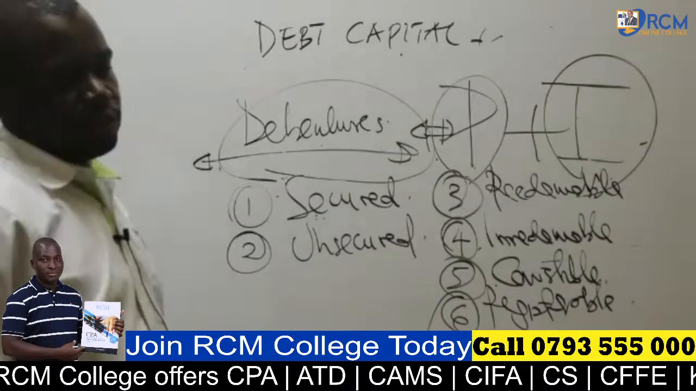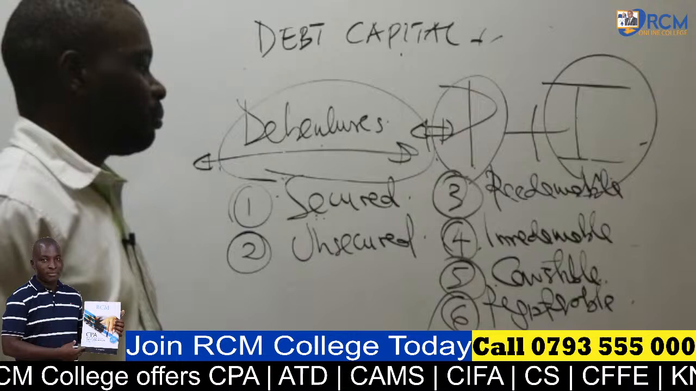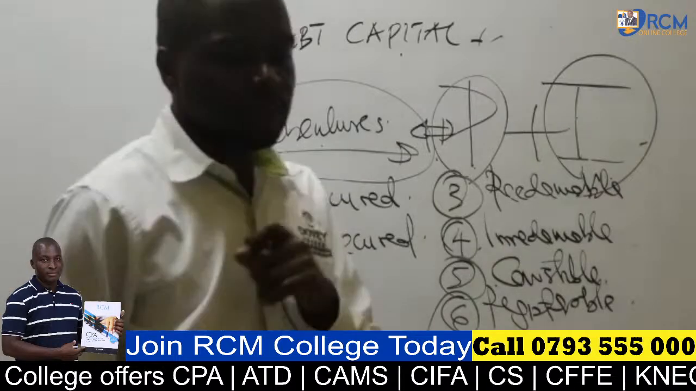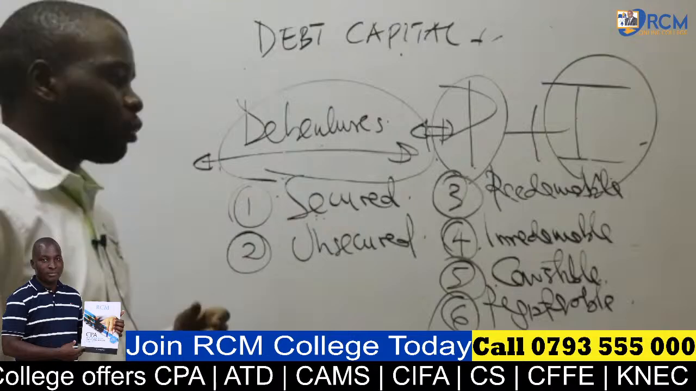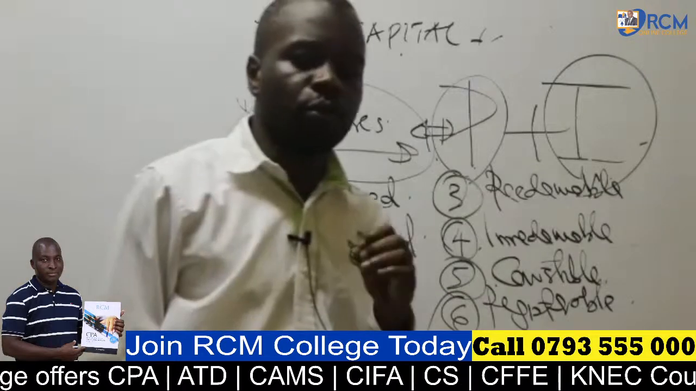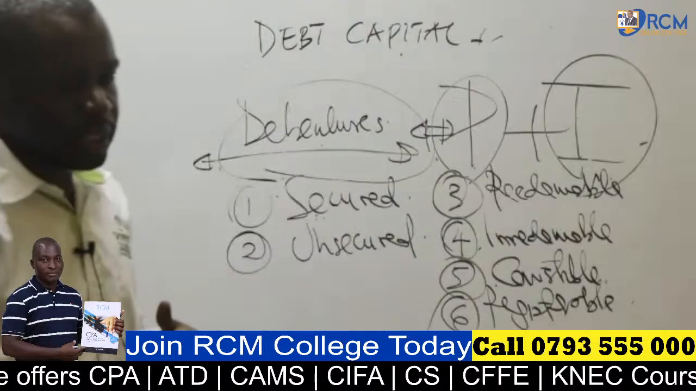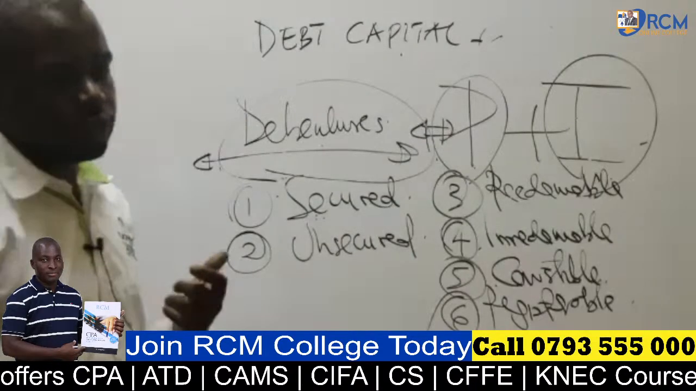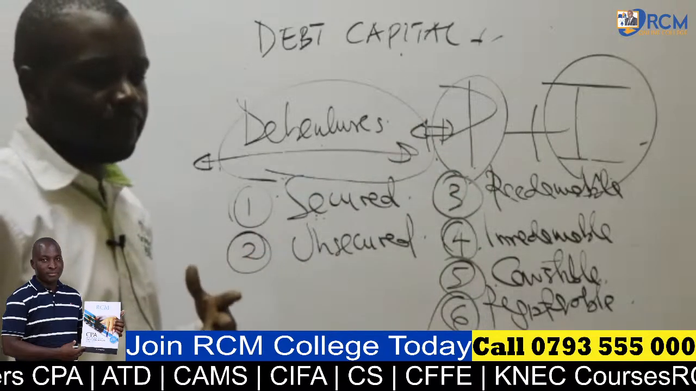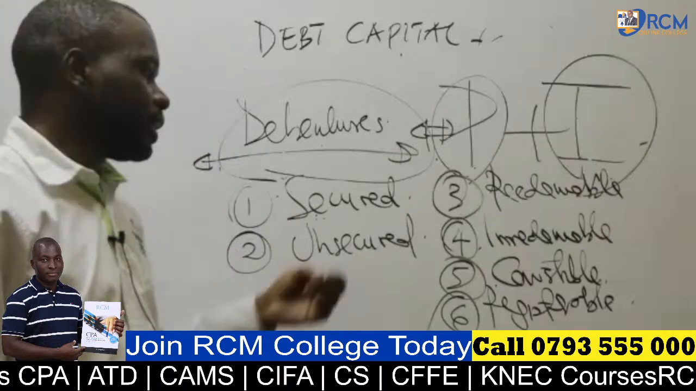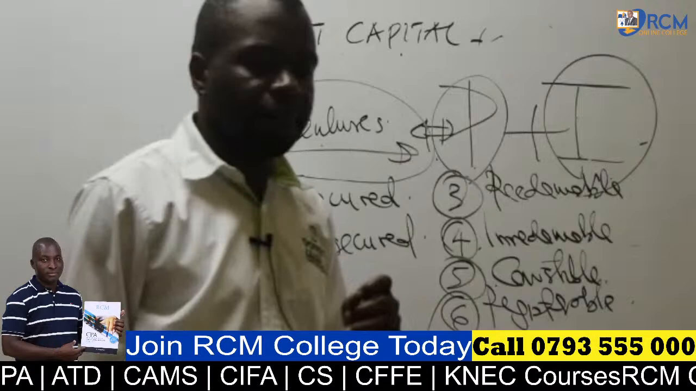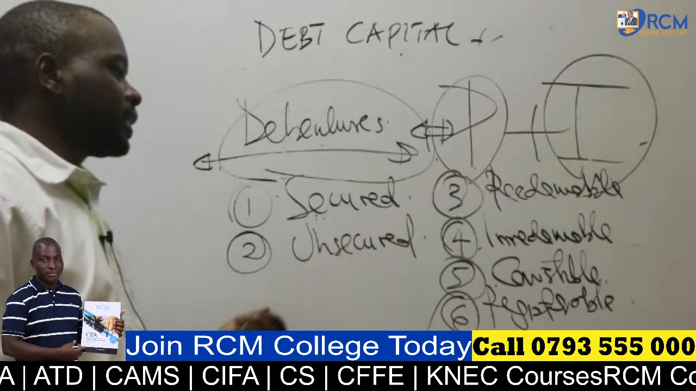So what is a secured debenture? A secured debenture is one under which the assets of the company have been charged or used as security for the lending or borrowing of money. The company sells the debentures, and the person who has lent money to the company wants some form of security, so the debenture becomes secured. For example, they could charge the motor vehicles of the company as security. If the company defaults on payment of the principal amount and interest, the lender can come into the company and take over those securities. So it is a type of debenture under which the assets of the company have been used as security.